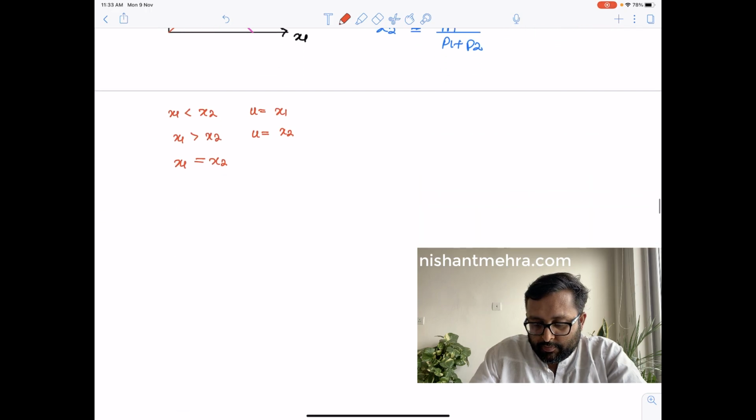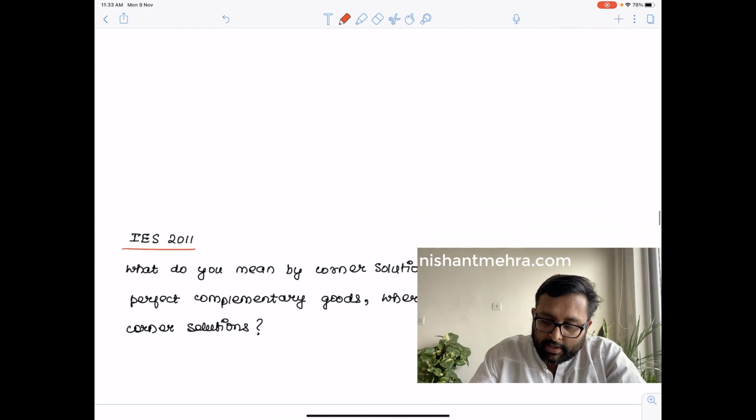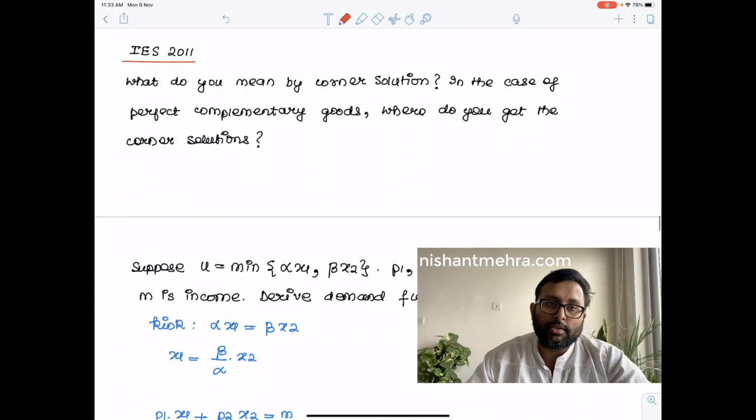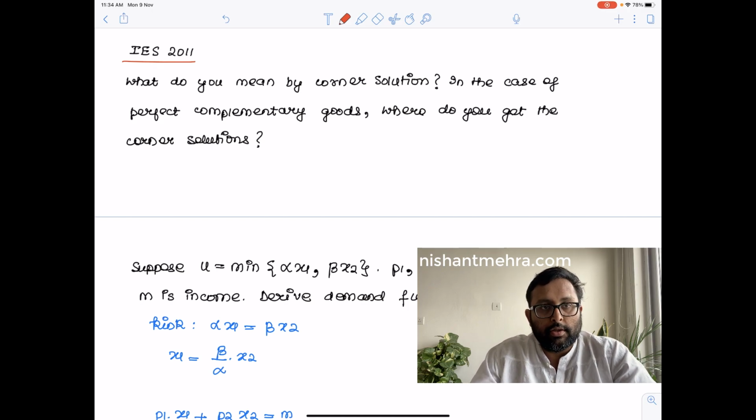There was a question which came in IES 2011 paper like this. They said, what is a corner solution? A corner solution would be where there is consumption of only one good. For example, x1 and x2 are there, but you'll be consuming only one good, either x1 or x2. We have told this in the beginning itself, where there's an exception to the tangency rules. So you'll define what is the corner solution.